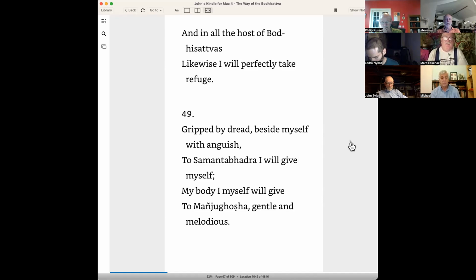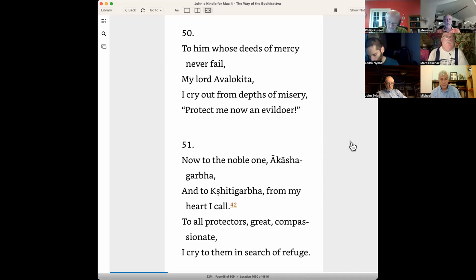Gripped by dread, beside myself with anguish, to Samantabhadra I will give myself. My body, I myself will give. To Manjughosha, gentle and melodious. To him whose deeds of mercy never fail, my Lord Avalokita, I cry out from depths of misery. Protect me now, an evildoer.